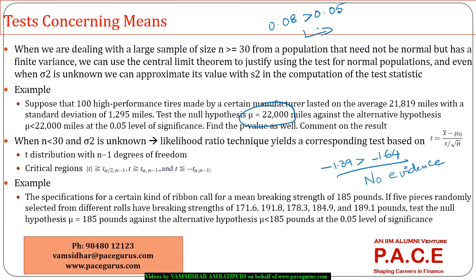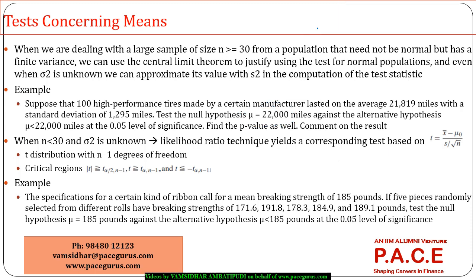So either I can use the p-value scenario for doing the comparisons for accepting or rejecting the null hypothesis, or I can very well find out the critical region and see whether my computed test statistic is within the critical region or within the acceptance region. Fine? Alright.